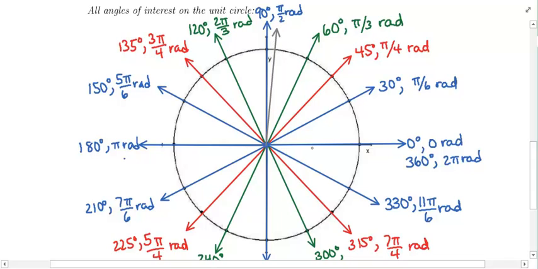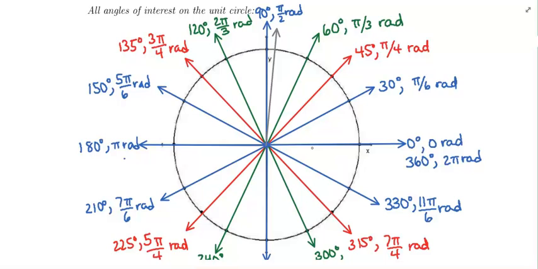Okay, so my point is there's tons and tons of angles on the unit circle. We only see a few of them. The ones that we see are considered to be the important angles. Okay, but don't forget about the other angles. There are other angles out there as well.